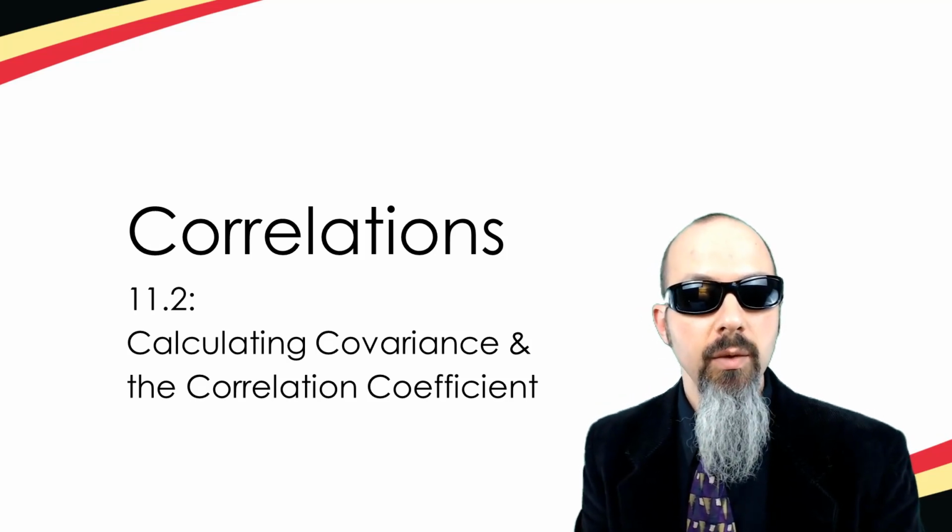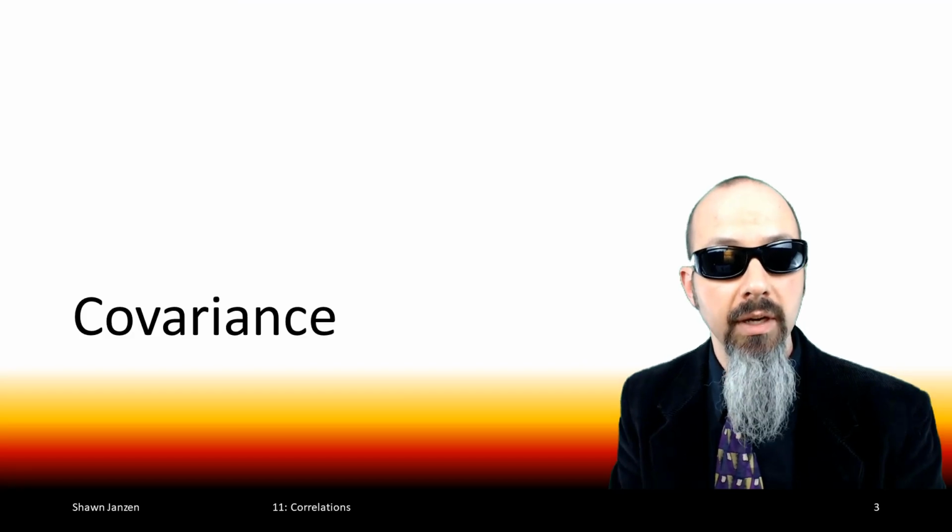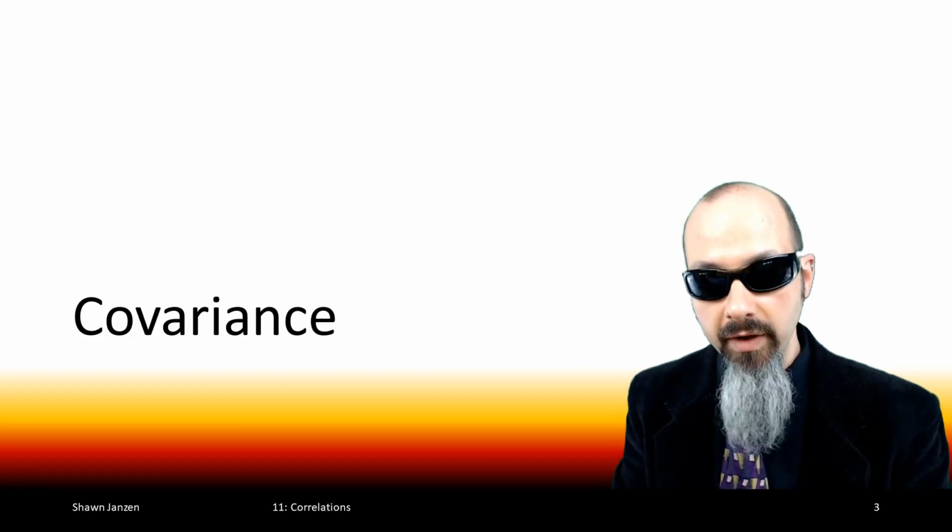In the previous video we talked about some foundational topics. In this video we're going to be talking about how we can calculate covariance and the correlation coefficient, and in future videos we're going to be replicating these things in R and taking this to the whole next level. So let's get started with covariance.